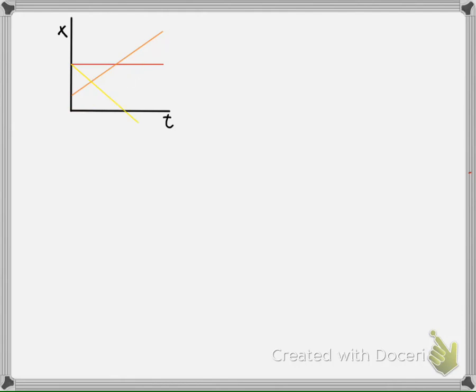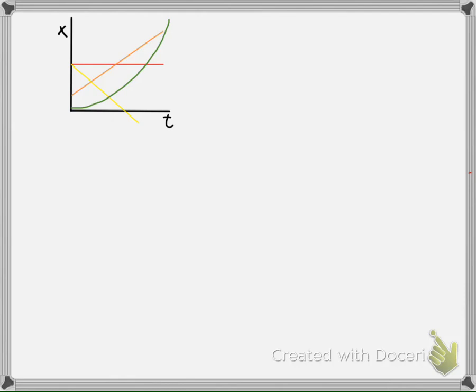What yellow represents is an object that starts at the same position as the red object, but it continuously moves closer and closer to 0, closer and closer to the origin. And then actually goes below 0, it gets into a negative position, but it's continuously changing.